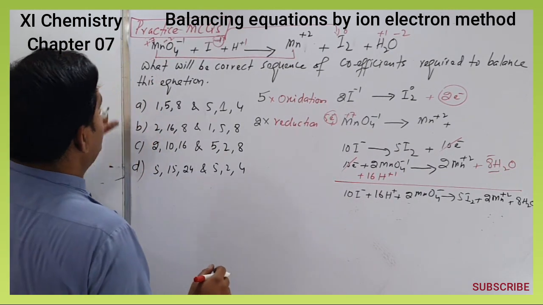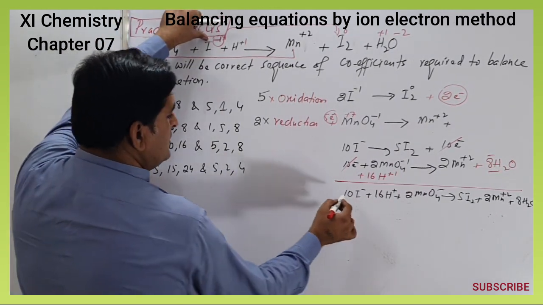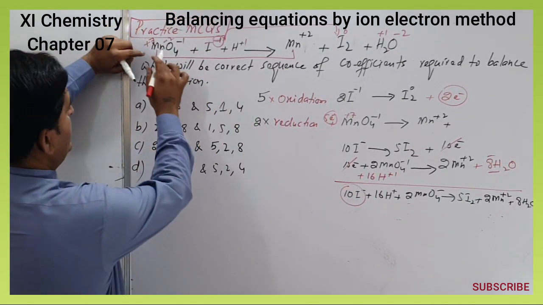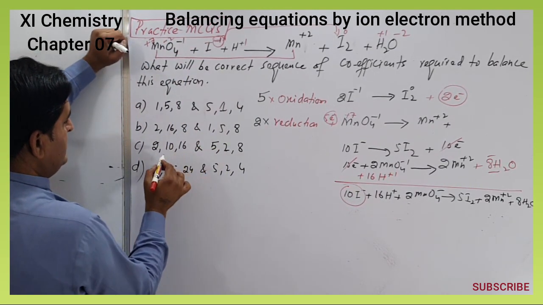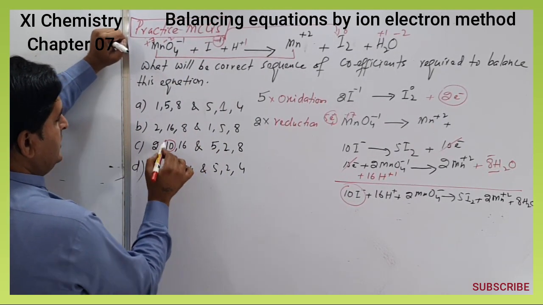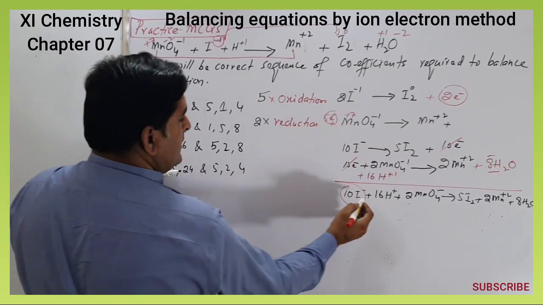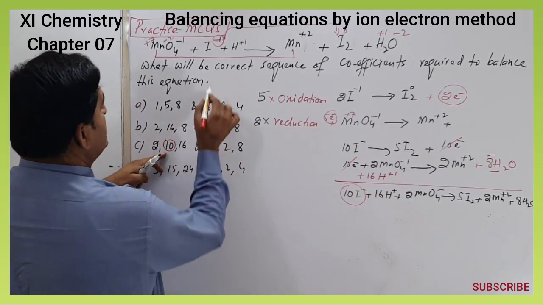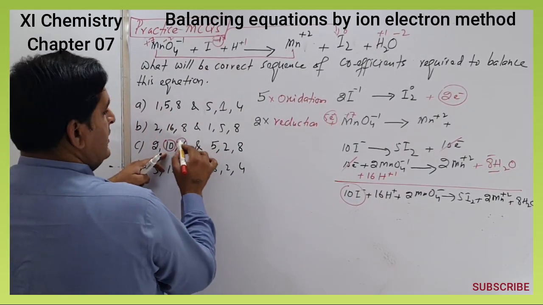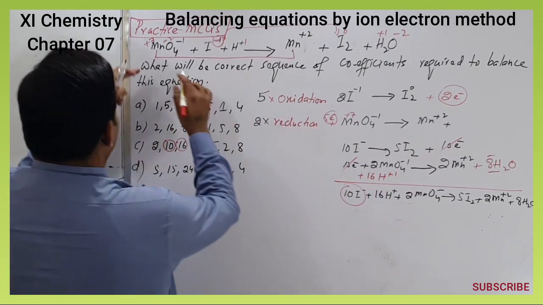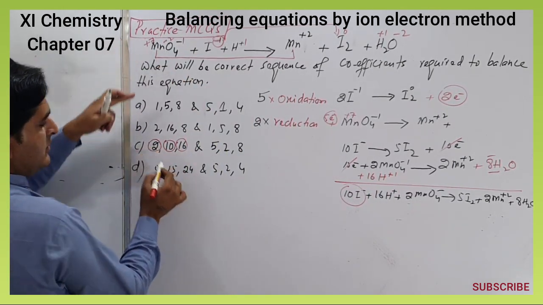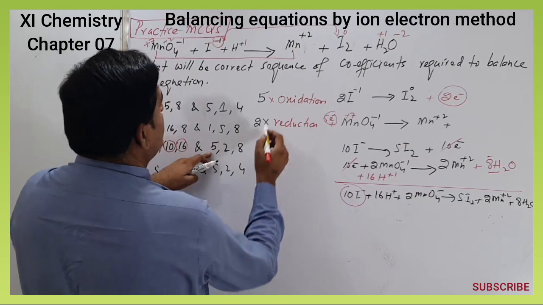So 10 iodine. Where is the 10 at the second number? This one. 10 at the second number. 16 hydrogen, hydrogen is at the third number. 2 manganese, manganese at the first number, 2 manganese. At product side, 5 iodine.